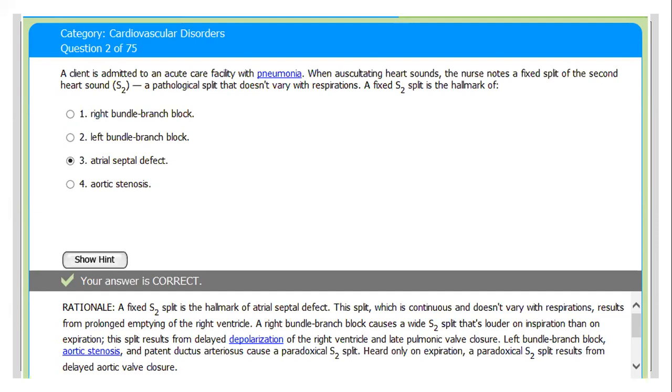So if any student asks me what a split S2 is, right? Usually S2 is a single sound. The fixed split S2 is a defect that causes a wide closure time between the pulmonary and aortic valves, right? And we can hear it with a stethoscope. Two valves should close at approximately the same time, and a fixed split indicates a hole in the septum between the chambers.